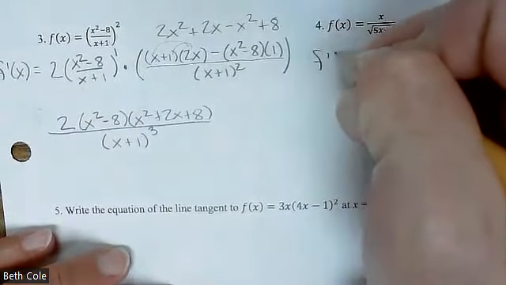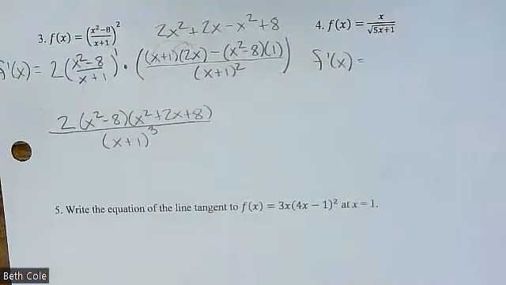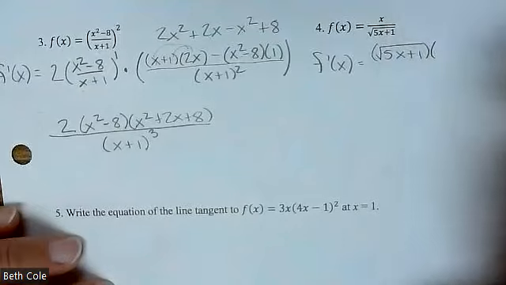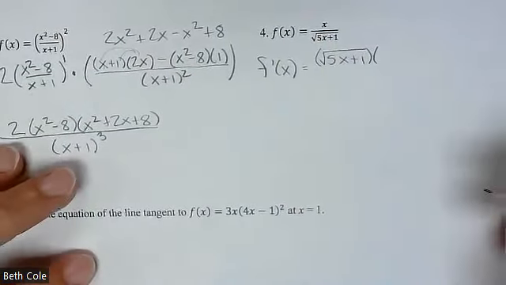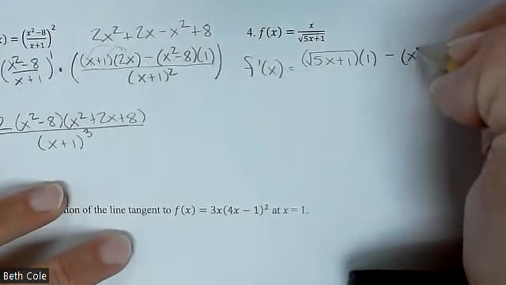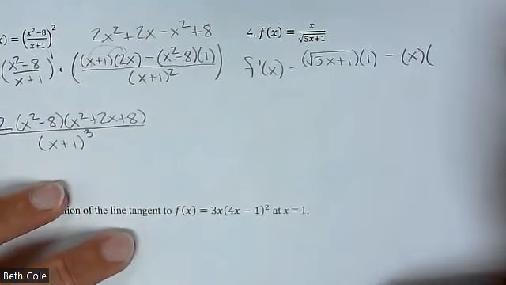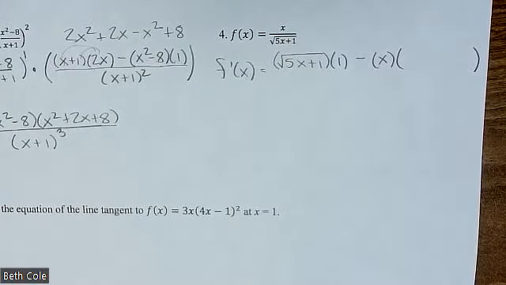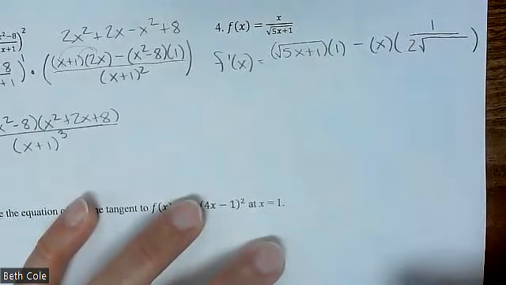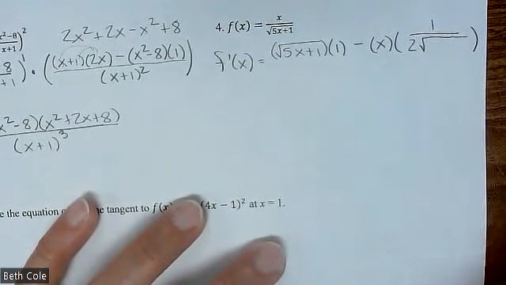What rule do I need for this one? Quotient. All right, so it's going to be the denominator times derivative of the numerator, which I want you to write 1 minus the numerator times derivative of the denominator. All right. What is the derivative of square root of just x? But pretend instead of stuff, it's just x. Good. 1 over 2 square root. So watch, it's going to be 1 over 2 square root, but instead of just x, it's that stuff.